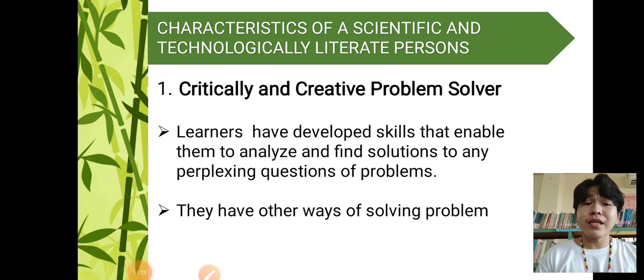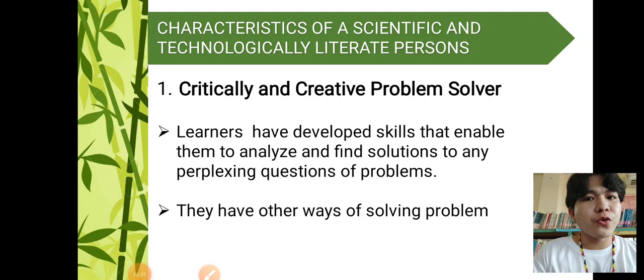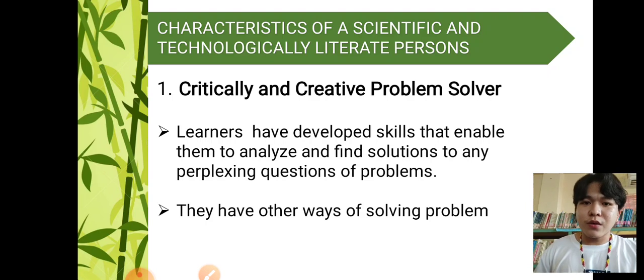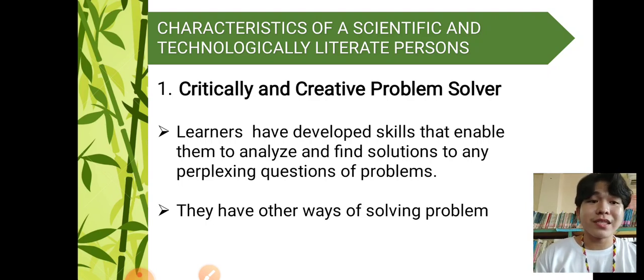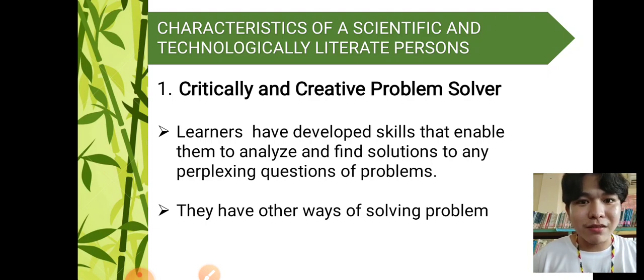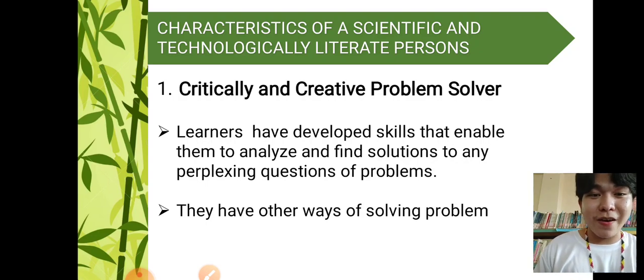We have number 1, critical and creative problem solver. Of course, we have scientific inquiry. From that inquiry of ours, or even given by our teacher, the learner must be able to what? Find a solution. So learners have developed skills that enable them to analyze and find solutions to any perplexing questions or problems. Yun yung sinabi ko. They have other ways of solving problems. Always remember that if our solution can't solve the problem, therefore we need to find another way of solving it. So therefore, it is more on trial and error.